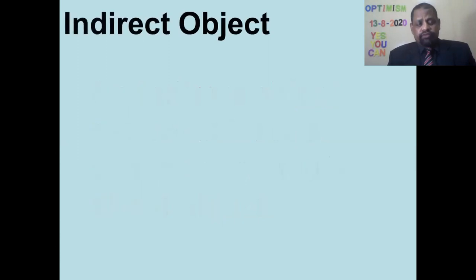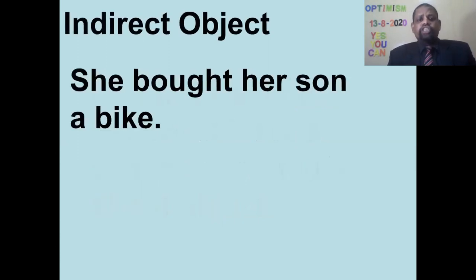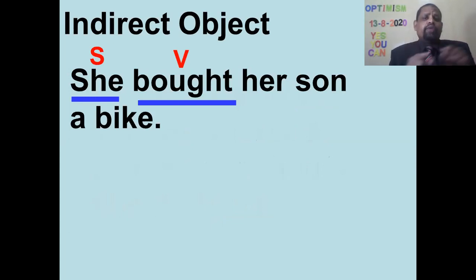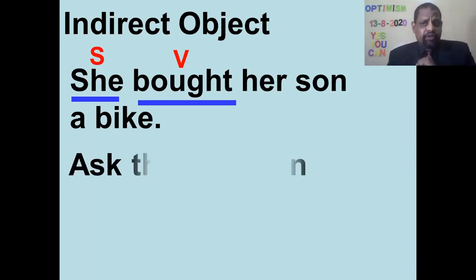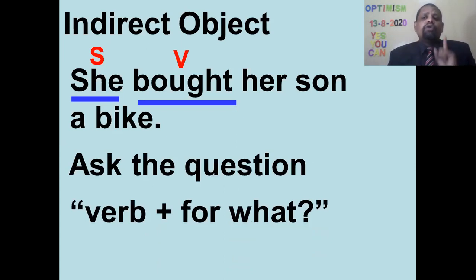Read this example, please. She bought her son a bike. She is what? The subject. What she did, she bought. The past of buy. This is the verb. Now, we have her son and we have a bike. Which one is the direct object, and which one is the indirect object? Remember, if you want to identify the direct object, just take the verb plus what or whom. This time, you will take the verb plus for what or for whom.